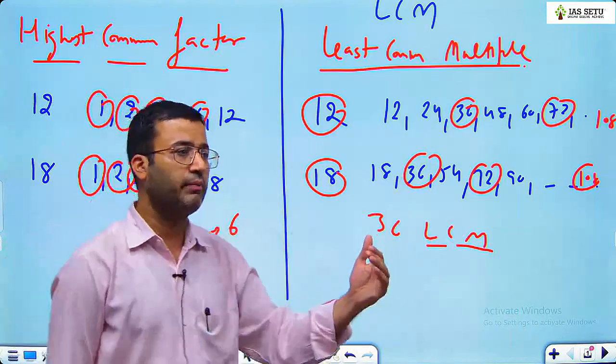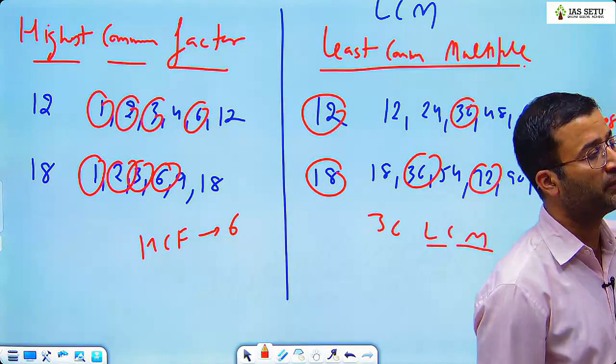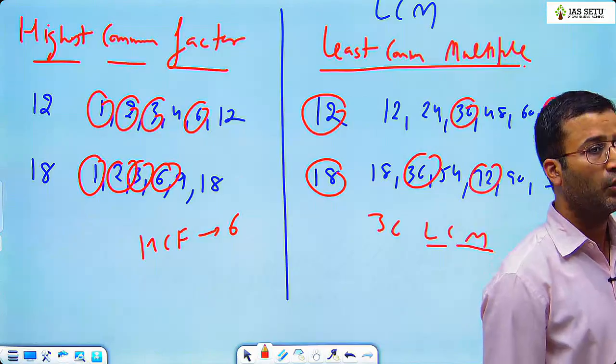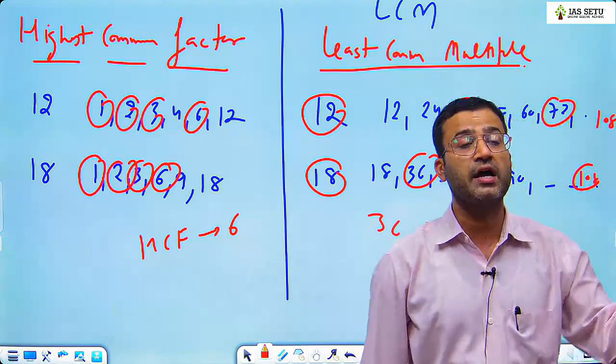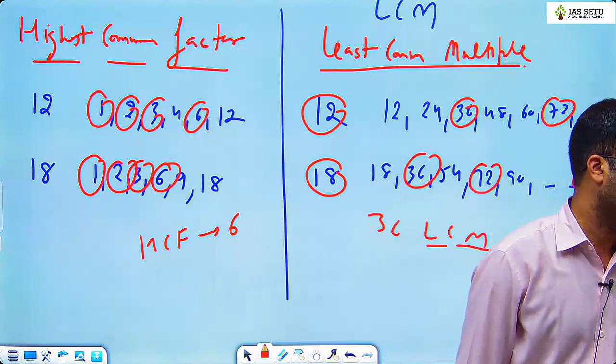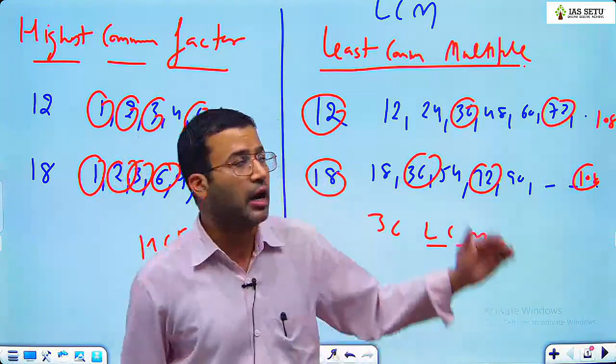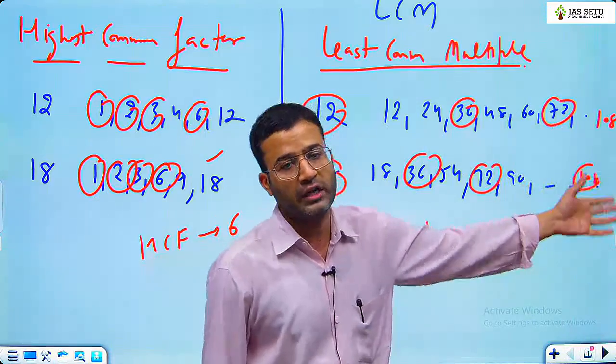We will see the multiples. Out of multiples, we will see the common multiples. Common multiple में जो सबसे छोटा है, and we will see the least among the common multiples, that is LCM. Here, out of the common factors, we are looking for the highest. Here, out of the common multiples, we are looking for the least.